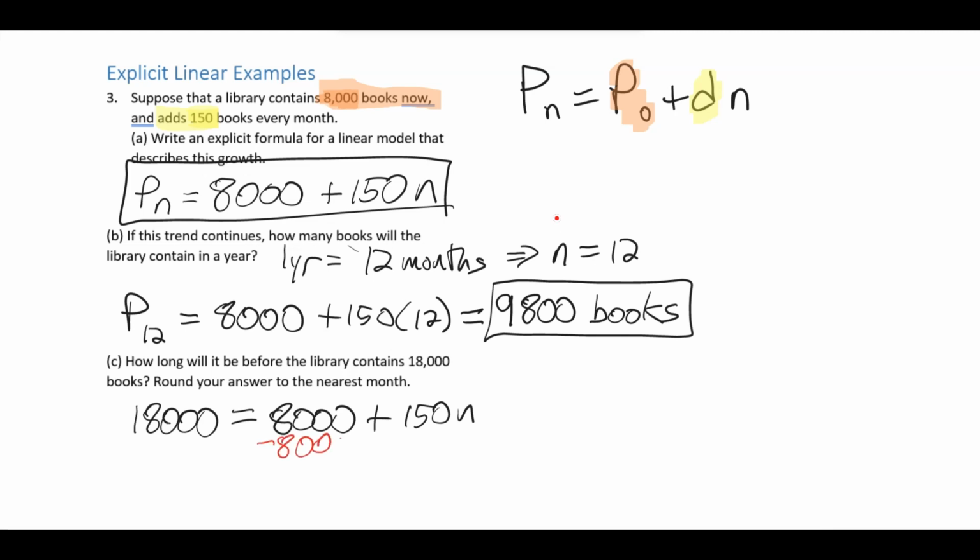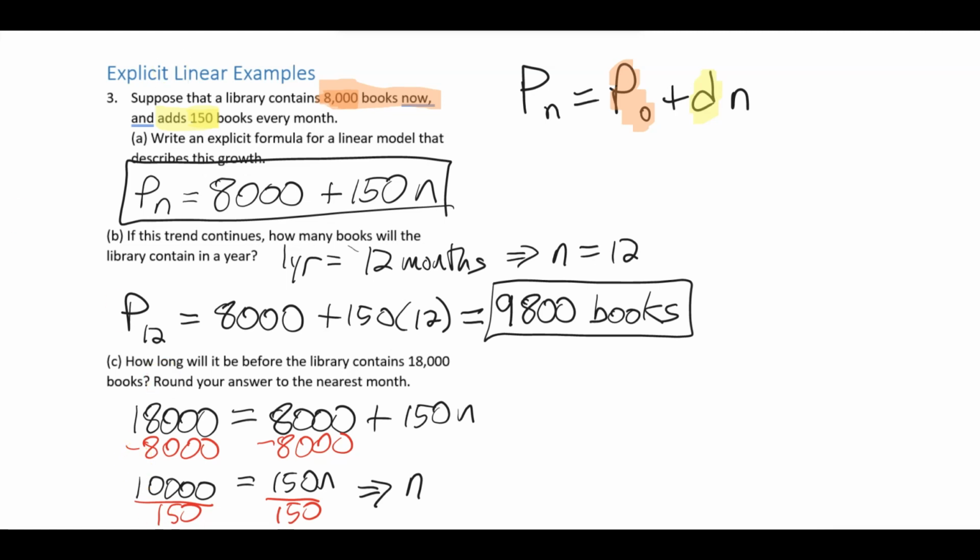We can start by subtracting the 8,000, leaving us with 10,000 equals 150 n. Then we can divide by 150, and that gives us the n, rounded to the nearest month.